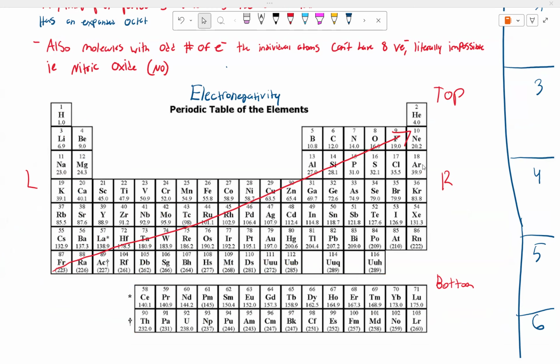And that's the shortest bond length, so it's the hardest to break a triple bond, which makes sense. I'm saying shortest bond length because the distance between the center of the nuclei here is smaller than it would be for a single bond.